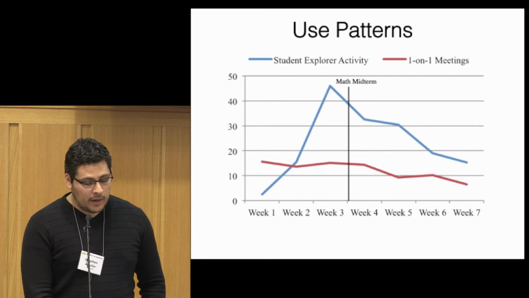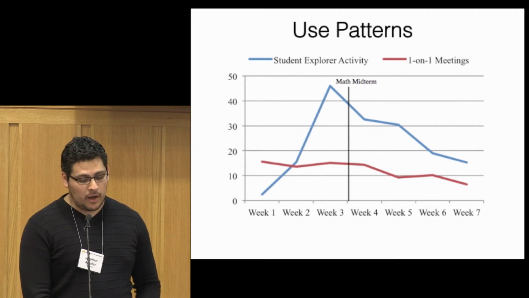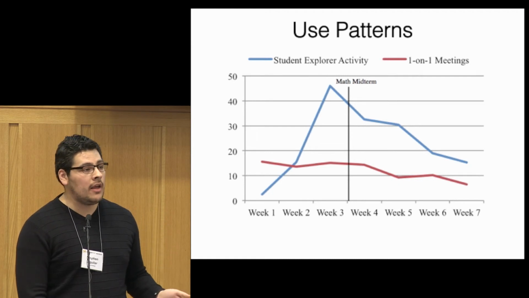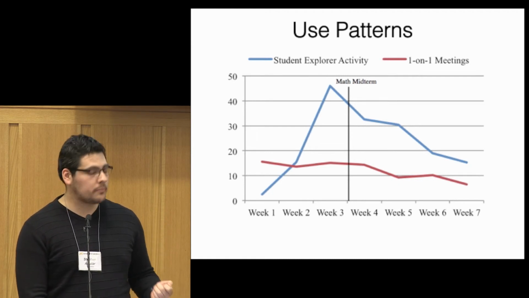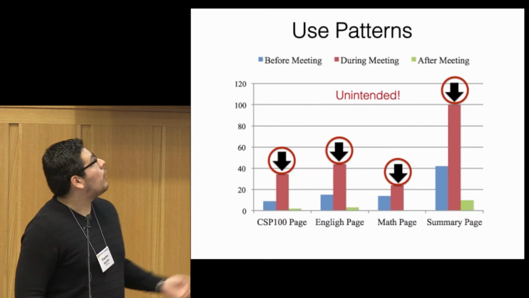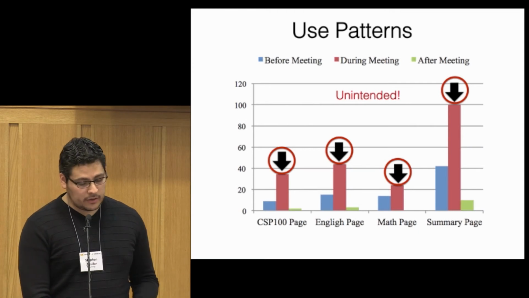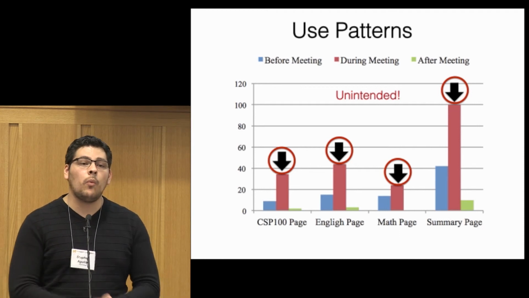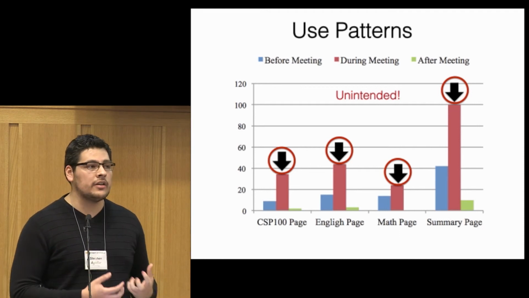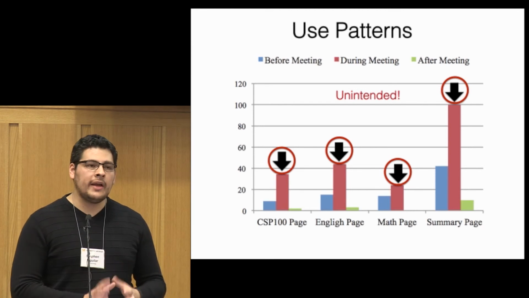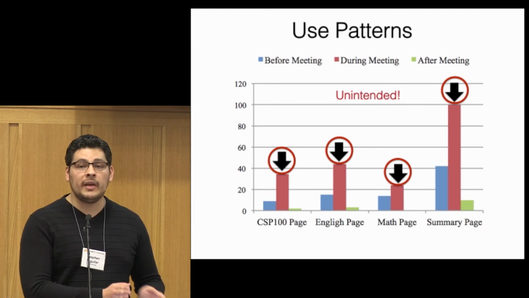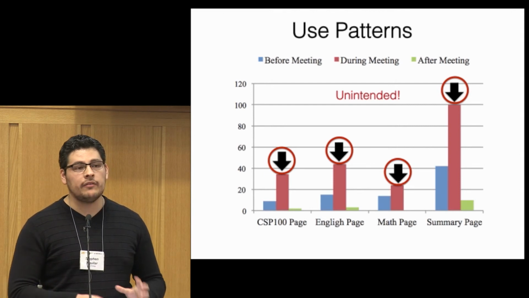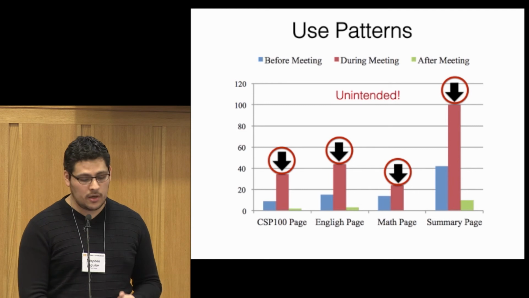If we plot this a different way, we saw that the Student Explorer activity plotted with one-on-one meetings happened right before the math midterm, which was identified as the most important part. What we want to focus on is that there were unintended patterns. We actually weren't expecting advisors to use the system while they were meeting with students. The idea, at least in the initial design stage, was that this would be a way to understand how students were doing before a meeting, and then they would have the conversation. But what we actually found was that predominantly advisors used it during a meeting with students.